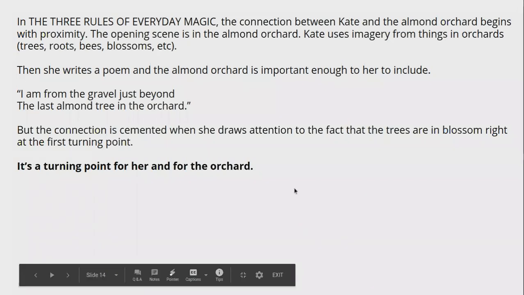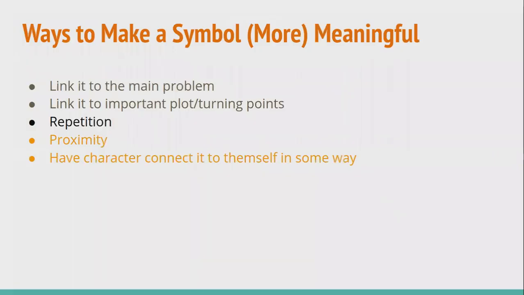So, other ways to make a symbol more meaningful: proximity. If it's always in the room, something in their bedroom or their house that they're always picking up, that's a way to make it more meaningful because it's always around. Or, you know, the almond orchard is right next door in The 3 Rules of Everyday Magic. Have the character connect it to themselves in some way. Have them say, I feel like that object. They can come right out and say it, and your reader still very likely won't automatically go, oh, that's a symbol. But if you carry it through the rest of the book, it's going to work.